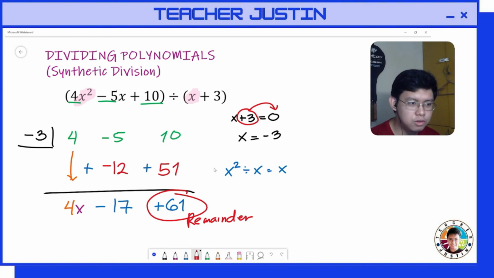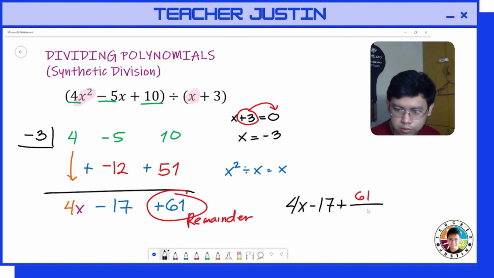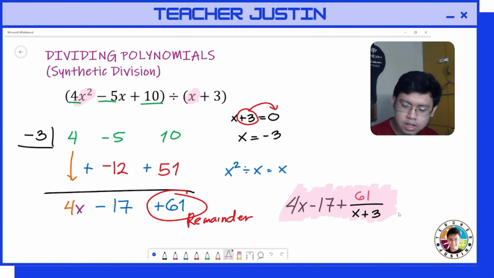Okay, so how do we write our final answer? So our final answer will be, we copy this, x minus 8. Then let's add our remainder. So plus 34 all over our divisor, which is x plus 3. So our final answer will be x minus 8 plus 34 over x plus 3.